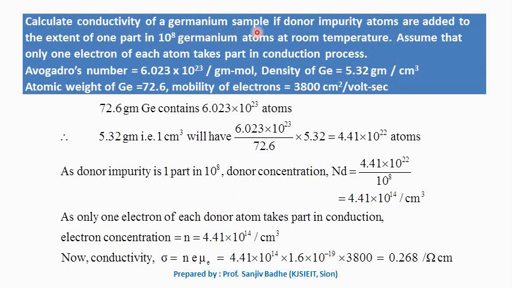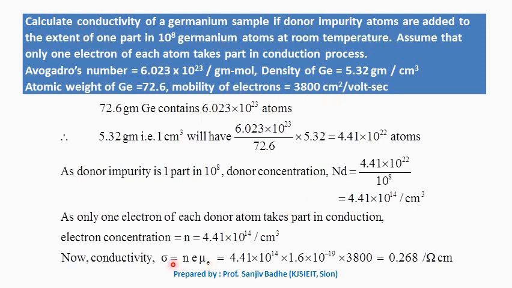Calculate the conductivity of a germanium sample if donor impurity atoms are added to the extent of 1 part in 10 raised to 8 germanium atoms at room temperature. Assume that only 1 electron of each atom takes part in the conduction process. Avogadro's number is 6.023 into 10 raised to 23 per gram mole. Density of germanium is 5.32 grams per centimeter cube. Atomic weight of germanium is 72.6 and mobility of electrons is given as 3800 centimeter square per volt second.